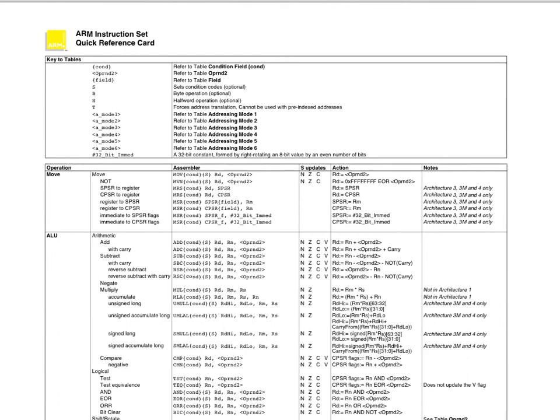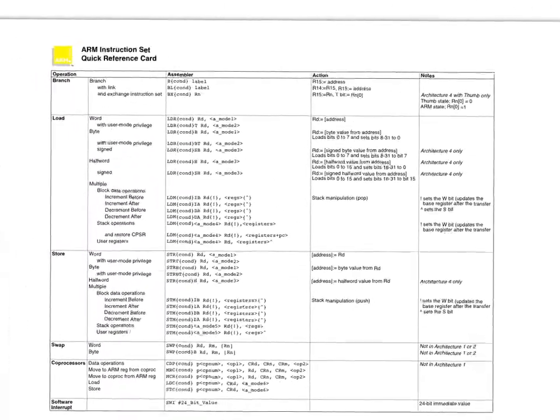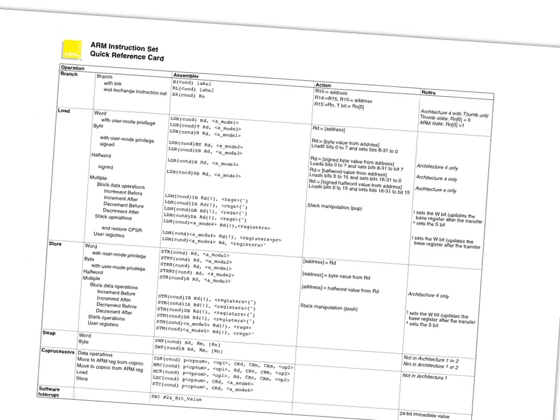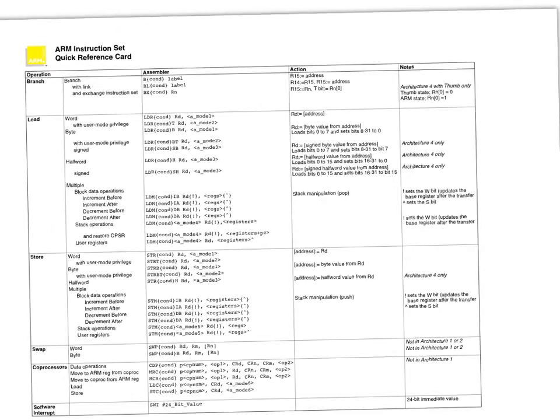So in this ARM reference, you'll see that there's a number of columns. There's a key to what these symbols mean, but the main part of it is this big table where we've got different categories of instructions. So these are move instructions, these are arithmetic logic unit instructions. On the next page we've got load instructions, store instructions, then some at the bottom that we're not going to worry about.